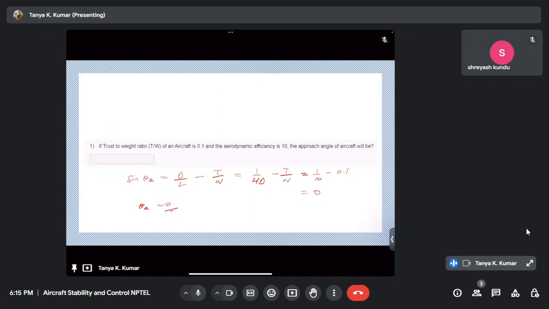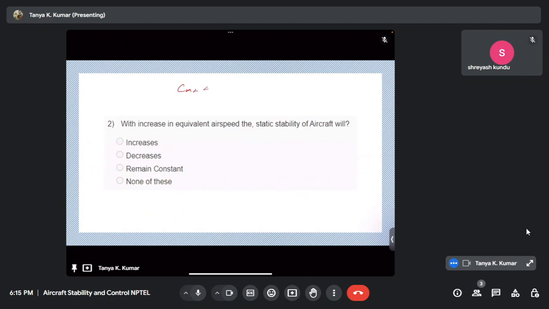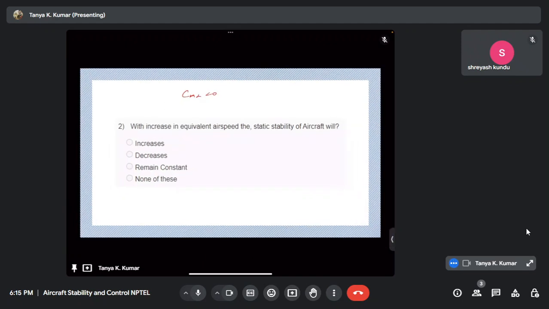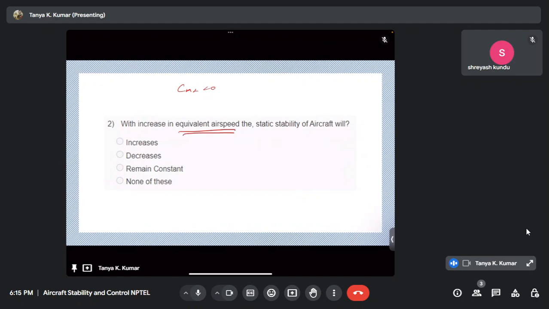Next question. With the increase in equivalent airspeed, the static stability of an aircraft will. The only criteria is Cm alpha should be less than 0. So the aircraft's speed does not come into play in this relation. The equivalent airspeed does not affect the stability in any way, so it remains constant.